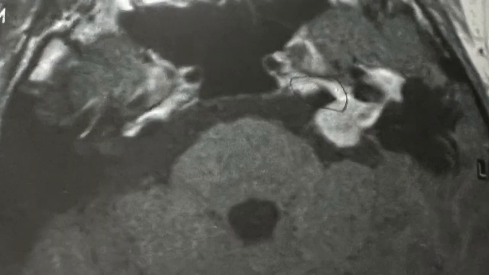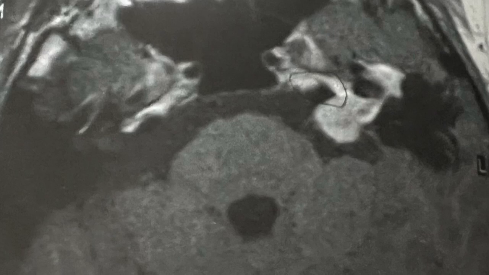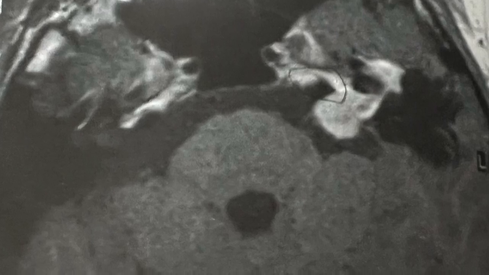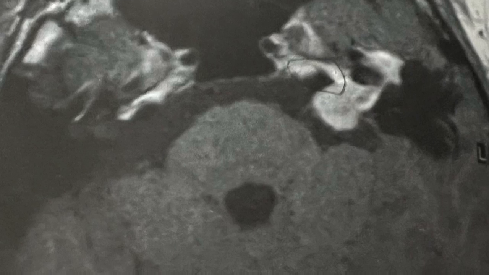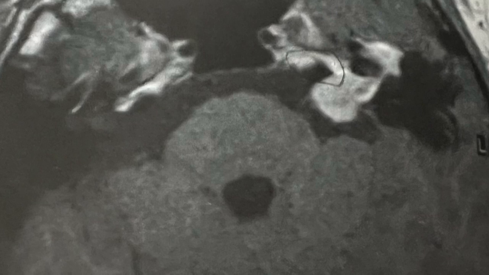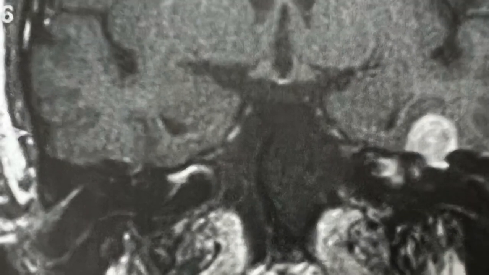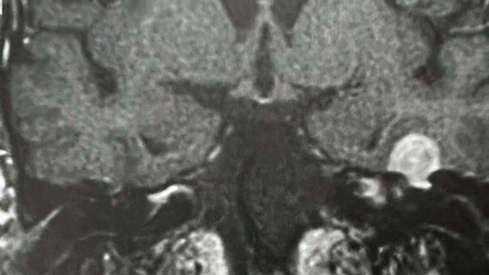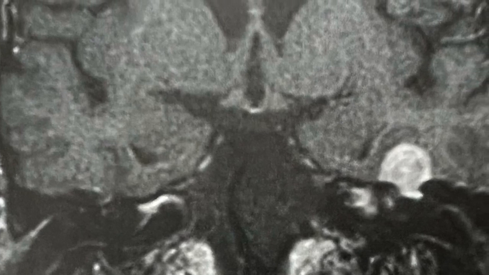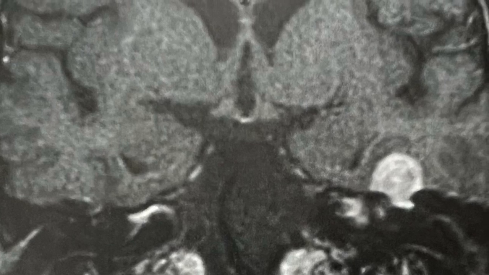This is an axial T1 weighted MRI showing a contrast enhanced lesion in the internal auditory meatus, which is extending along the greater superficial petrosal nerve. This mass is suggestive of facial schwannoma extending into the area of the greater superficial petrosal nerve. This is the MRI of the same patient showing facial schwannoma arising from the geniculate ganglia and extending through the petrosal foramen into the middle fossa.